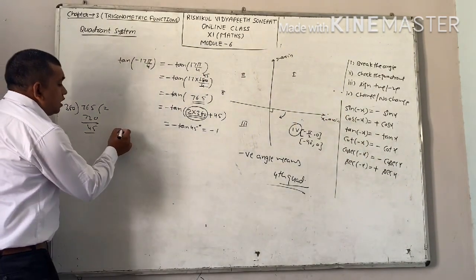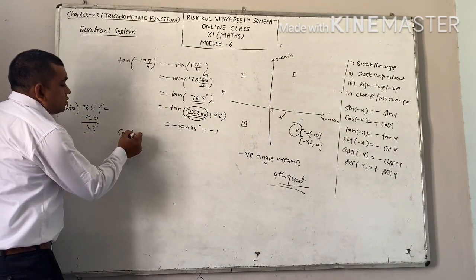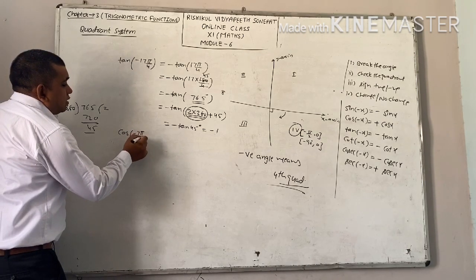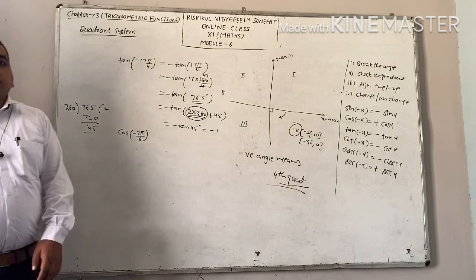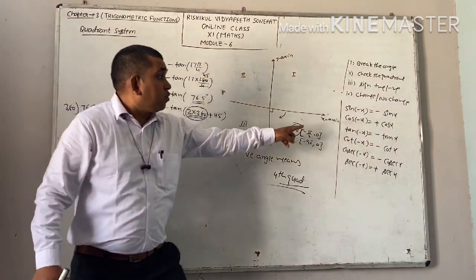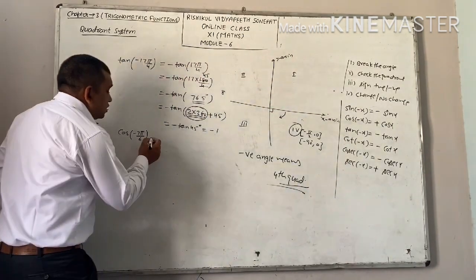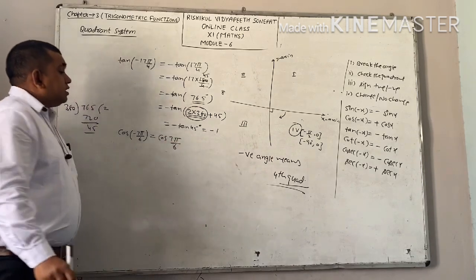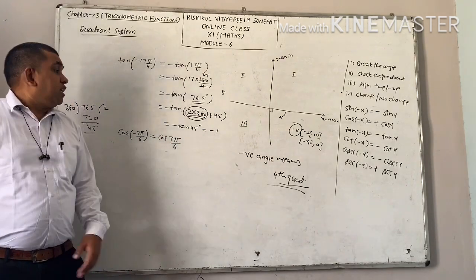See one more question. I want to find out the value of cos minus 7 pi by 6. Now you can see here, angle is negative. Negative means you will apply the formula. Cos minus x is your plus cos x. This is equal to cos 7 pi by 6. And you can easily find out the value of cos 7 pi by 6.